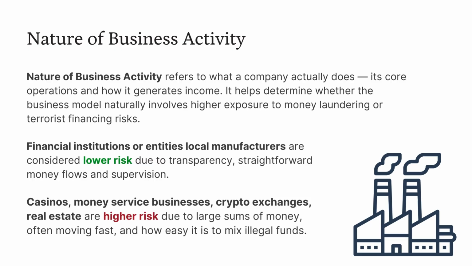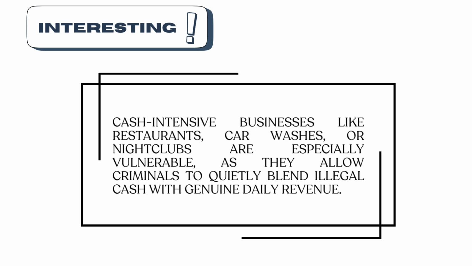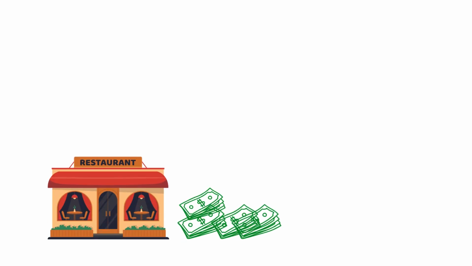Casinos, money service businesses, crypto exchanges, real estate, and precious metals all involve large or fast-moving sums that can hide illicit funds. Even small cash-based companies, restaurants, nightclubs, car washes, can be used to mix illegal cash with legitimate daily sales. Imagine a small restaurant chain that reports strong sales every day.